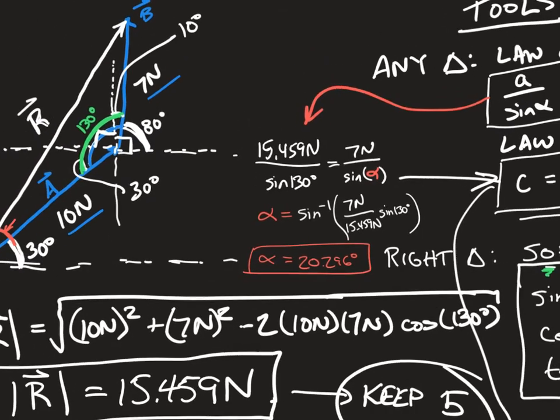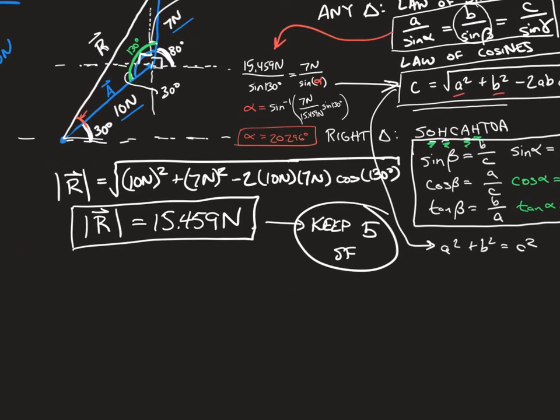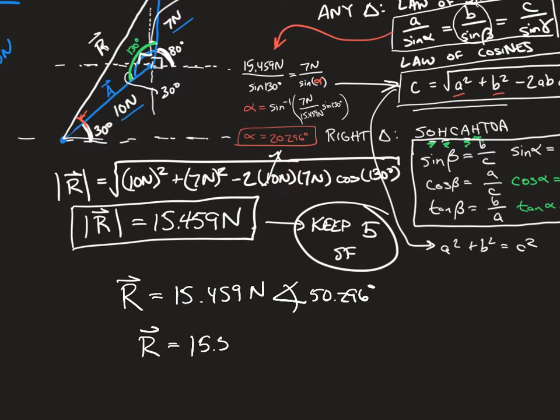So if we do this, alpha equals 20.296 degrees, which means that if we write this all out, R equals, and we don't have those absolute value brackets because I'm going to put a direction, 15.459 newtons, and I'm going to give it an angle, which is not that 20. We have to add this other little 30, so we're going to say at 50.296 degrees. Now you might be saying, that's an awful lot of significant figures, and you're exactly right. So I don't want to report it that way. We want to keep 5 all through the problem, but then we're going to report 3. So this will be 15.5 newtons at an angle of 50.3 degrees.